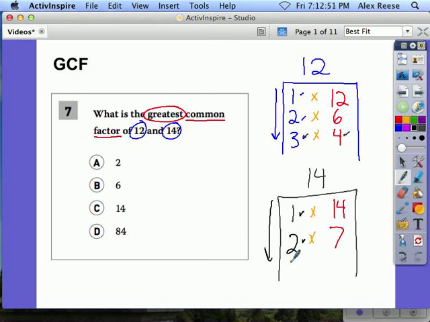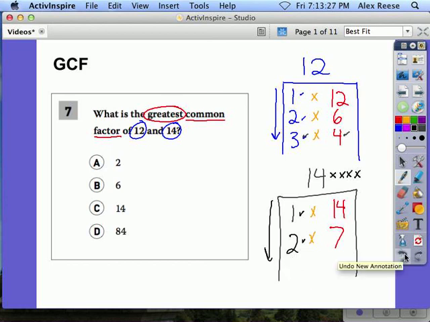I try my 3s. 3, 6, 9, 12, 15. I did not hit 14, so 3 is not going to go here. Now I try my 4s. 4, 8, 12, 16. I did not hit 14, so 4 is not going to go here. I try my 5s. 5, 10, 15. Again, 5s did not work, so 5 will not go here. 6s, 6, 12, 18. Again, 6 did not work, so 6 will not be a factor of this club.